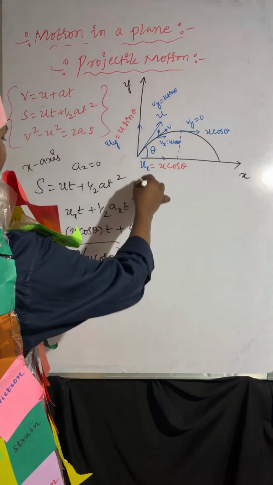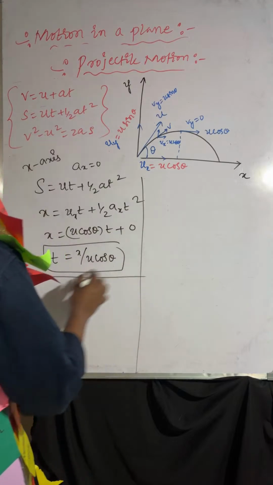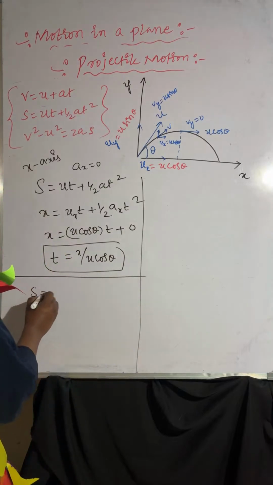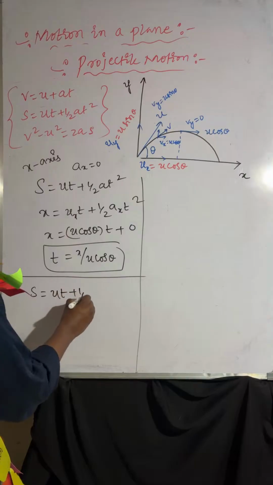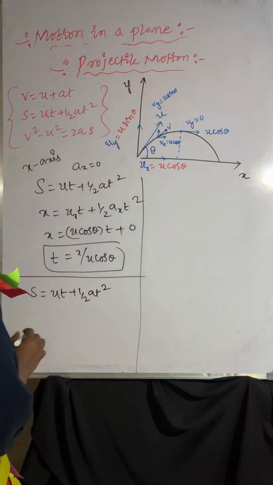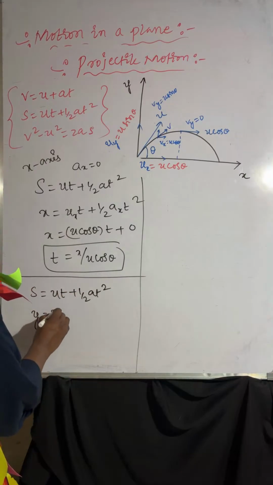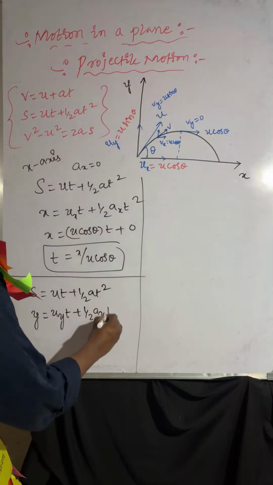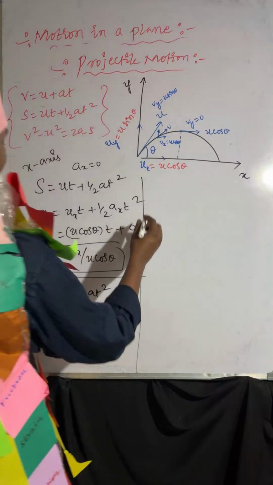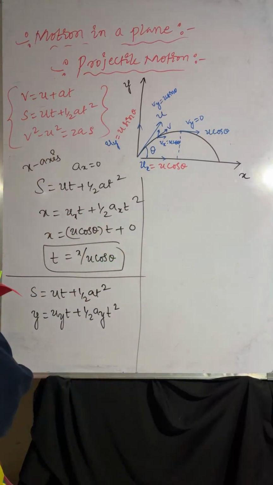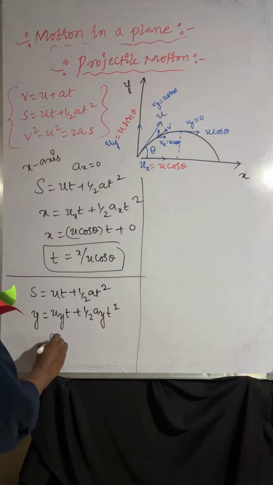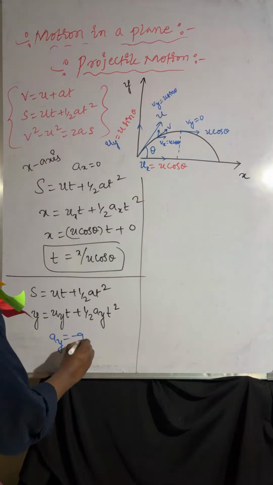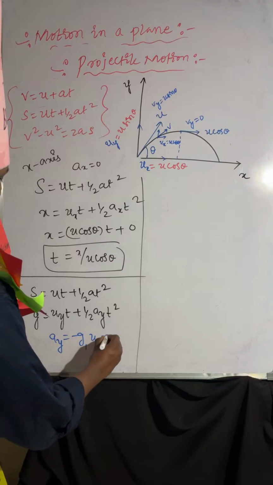So that is equation 1. Coming to the next one, s equals ut plus half at square. Coming to the y-axis, y equals uy t plus half ay t square. Along the y direction you have to take ay equals minus g, and uy equals u sin theta.